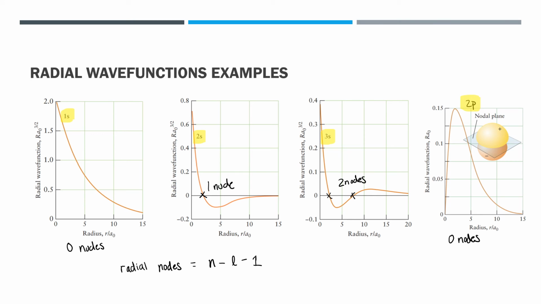Now we're going to look at radial wave function graphs. Here I want to specifically talk about nodes, and more specifically radial nodes. First we see our 1s radial wave function.